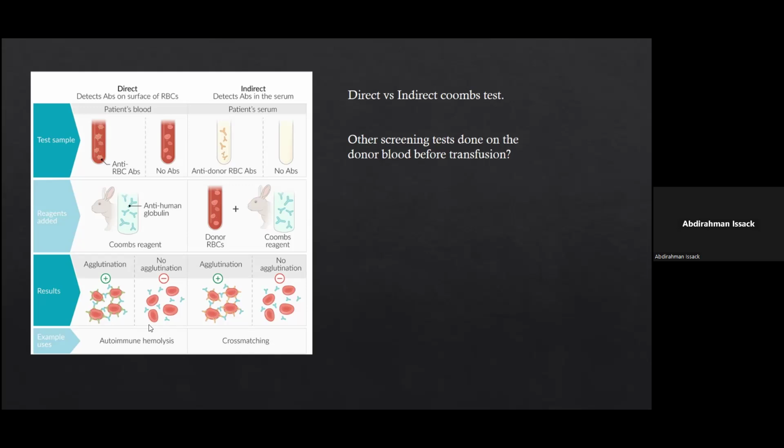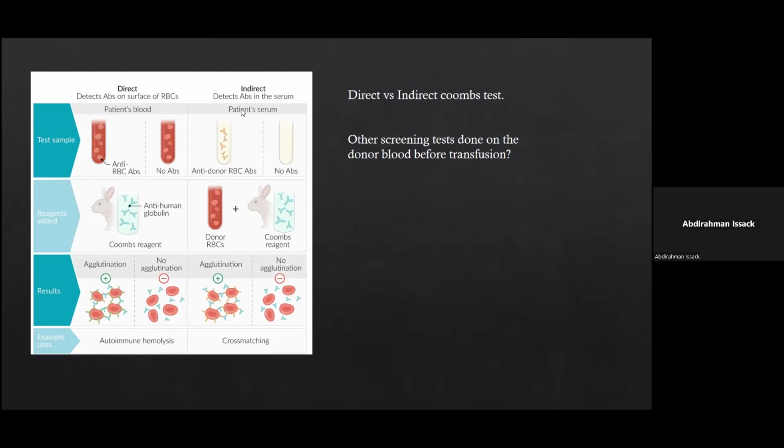For the direct Coombs test, we use the patient's blood, the recipient blood as the test sample, and then you add the Coombs reagent, which contains the antiglobulins. When the patient's RBCs have antibodies, they agglutinate, and the result will be positive. If there is no agglutination, the test is negative for hemolysis.